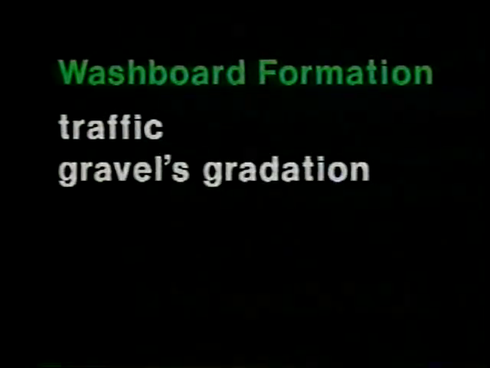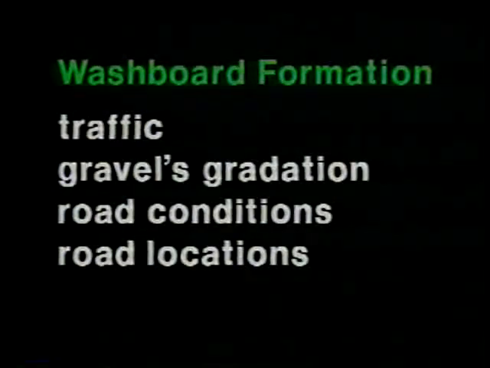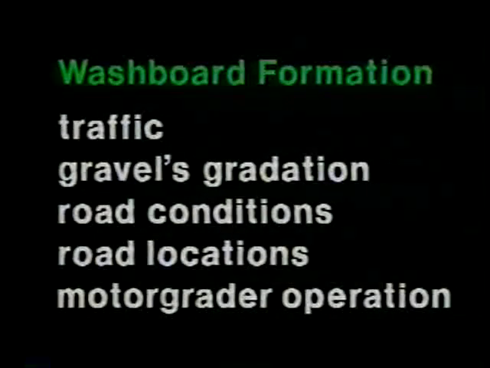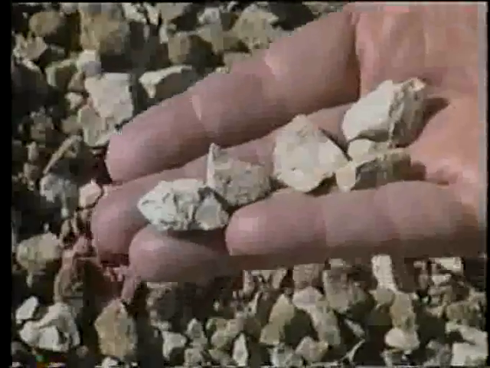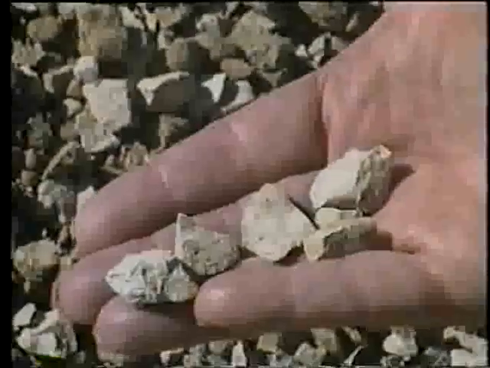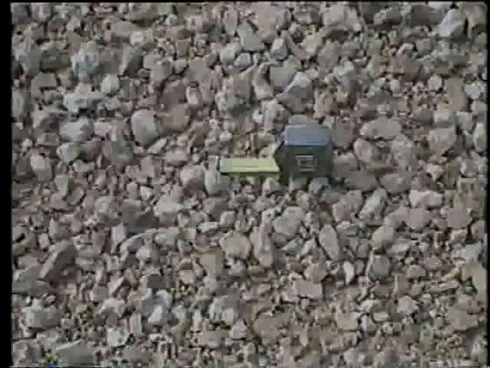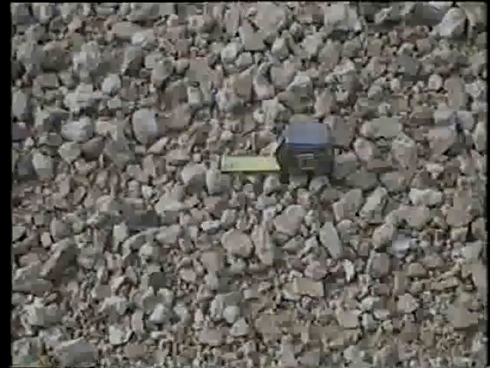Besides traffic, though, washboard formation is related to the gravel's gradation, road conditions, road locations, and even motor grader operation. In terms of the gravel's gradation, corrugations tend to form when the gravel contains too few fines. In other words, too little binder material. The fines may be insufficient either because they weren't in the gravel originally or because they had gradually dusted away or washed away.